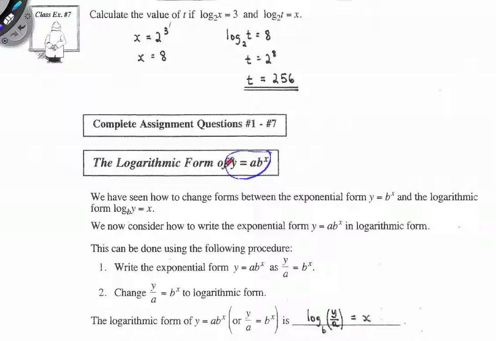Okay, so looking at the summary here for the log form, y equals ab to the x. We have seen how to change forms between the exponential and the log form. Now we consider how to write the exponential form in log form.